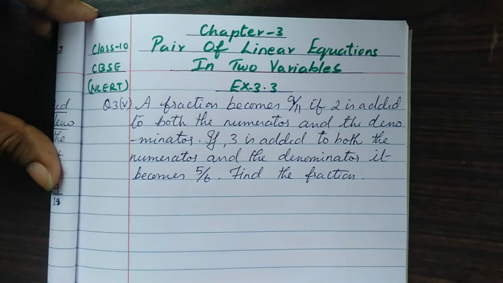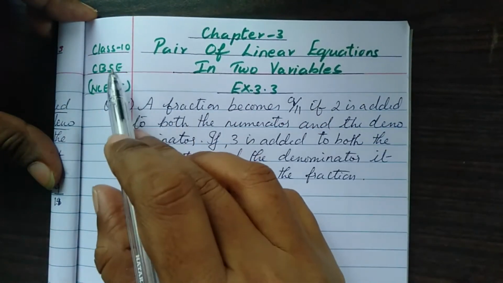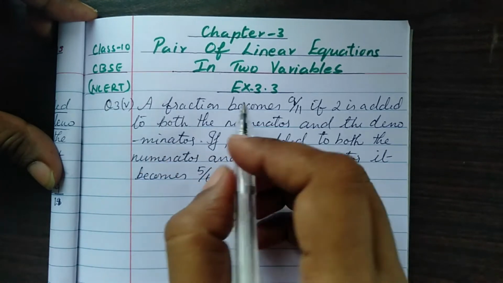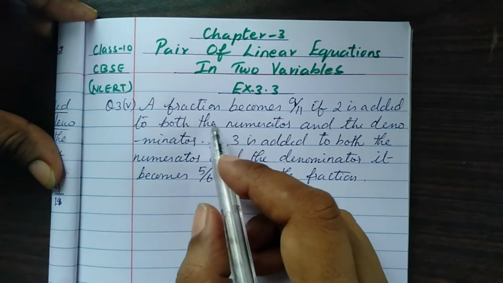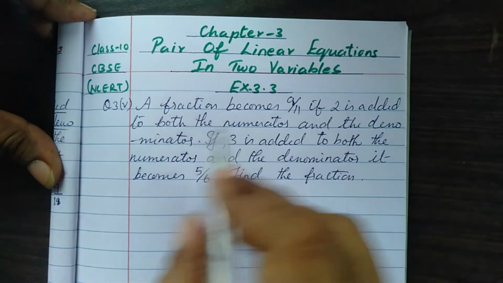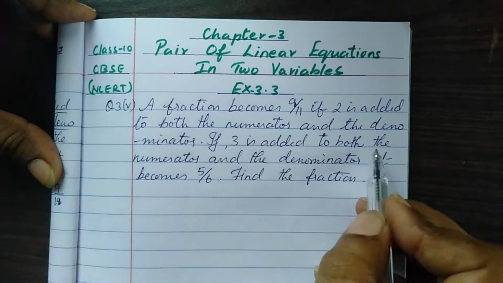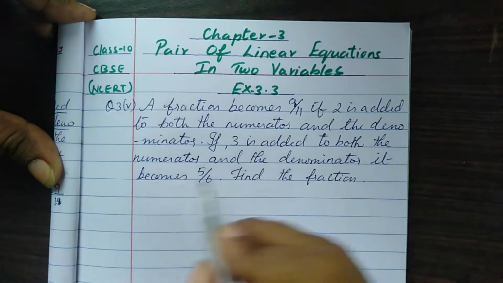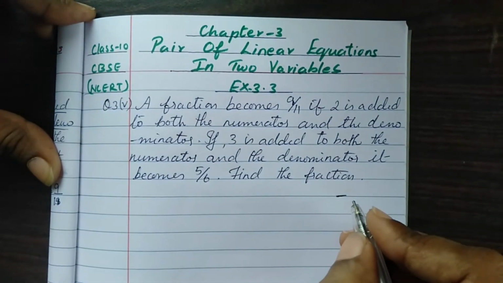Today we shall continue with chapter number 3, pair of linear equations in two variables of class 10 CBSE NCERT syllabus. We are in exercise number 3.3, question number 3, fifth part. A fraction becomes 9 by 11 if 2 is added to both the numerator and the denominator. If 3 is added to both the numerator and the denominator, it becomes 5 by 6. Find the fraction. Now here we have a fraction.